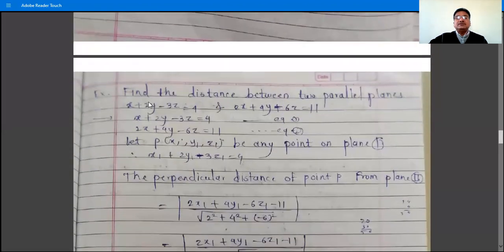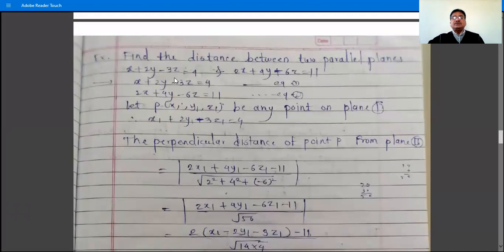So the question is: find the distance between two parallel planes. These two planes are parallel: x plus 2y minus 3z is equal to 4, and 2x plus 4y minus 6z is equal to 11.